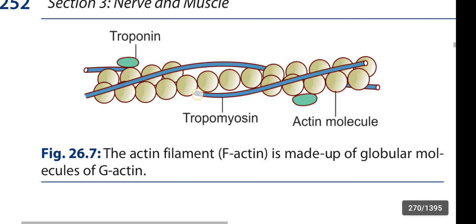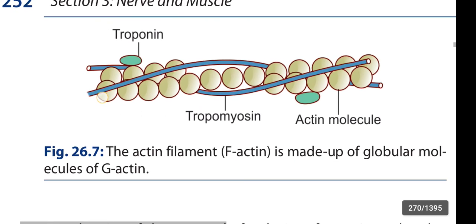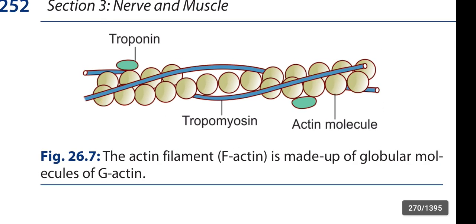And this is the tropomyosin, this is the troponin, and these are the actin molecules. These are the actin molecules joined to form a filamentous structure, which is a backbone for thin filament.